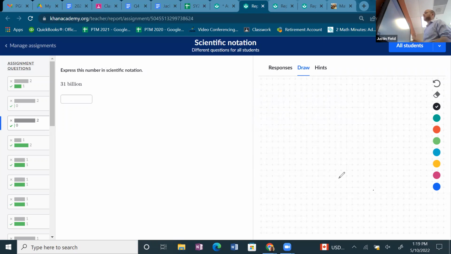So we got 31 billion. The first question is, how many zeros is a billion? Well, a million is 6 zeros. A billion is 9 zeros. A trillion would be 12 zeros. Each of those illions is another group of 3. Okay, so 31 billion written in standard form would be like this.